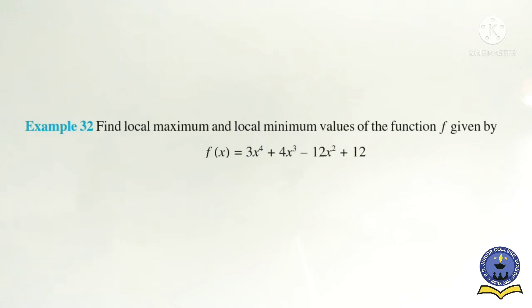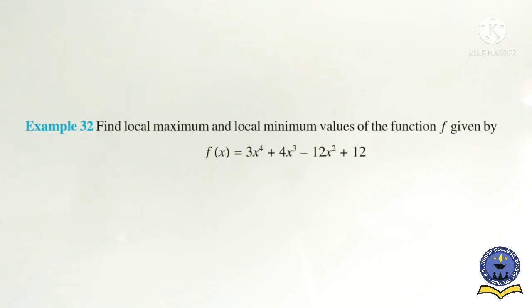Find the local maxima and local minima values of the function f given by f(x) equals 3x to the power 4 plus 4x cube minus 12x square plus 12. This is the question given here, isn't it? So in this question, we have to find the local maximum and local minimum values.